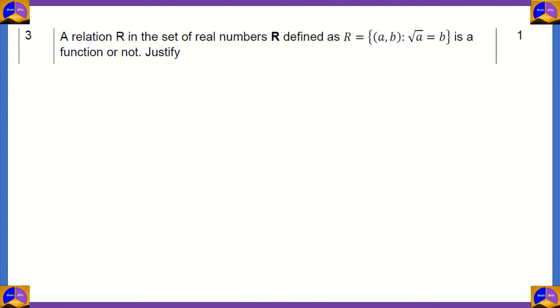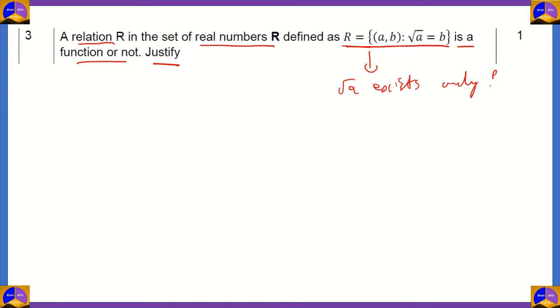Now to question number 3. A relation R in the set of real numbers is defined as R equals {(a, b) such that root a is equal to b}. We need to prove whether this is a function or not, and we need to justify our answer. So we have the relation R equals {(a, b) such that root a is equal to b}. The problem here is that root a exists only for positive values.